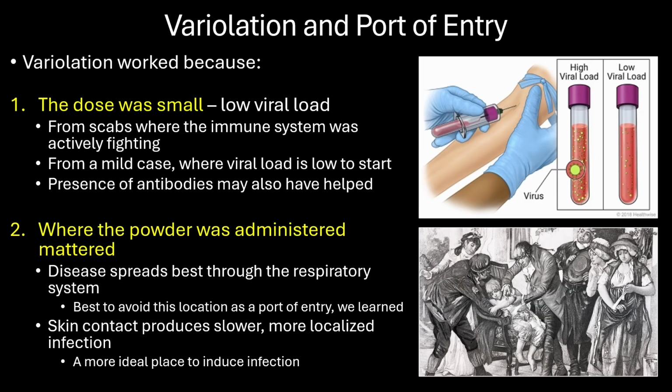The result of a respiratory case of smallpox would be a full body-wide infection. A person would be covered in pox across their entire body. But when scratched onto the skin, that skin infection became localized and it only infected that arm that the person got exposed on.